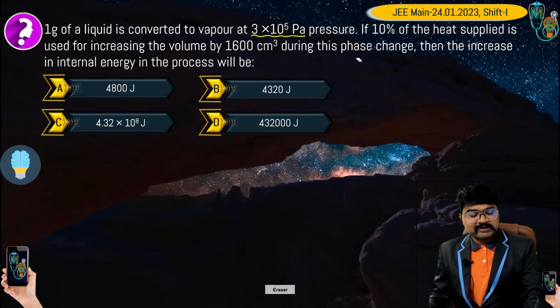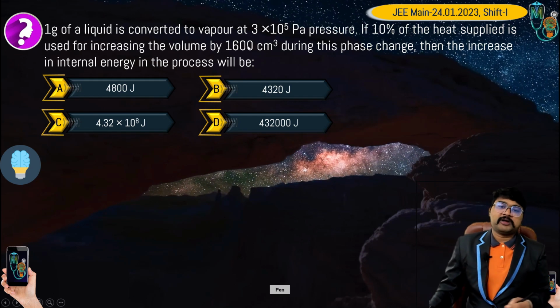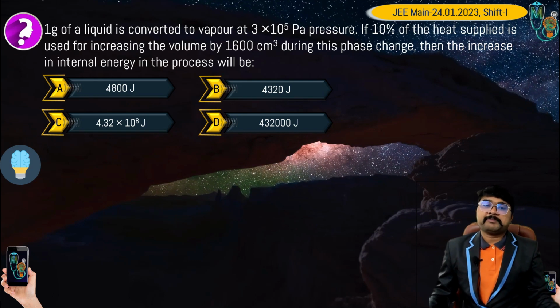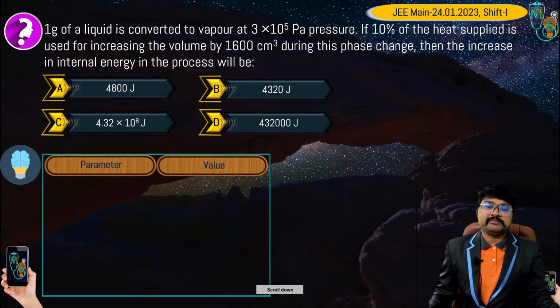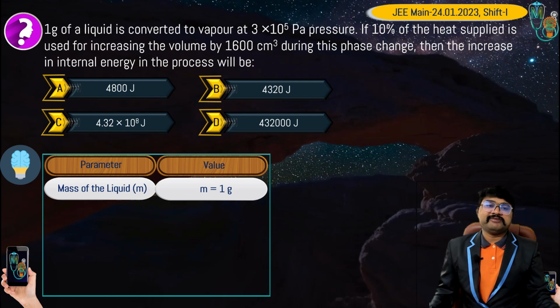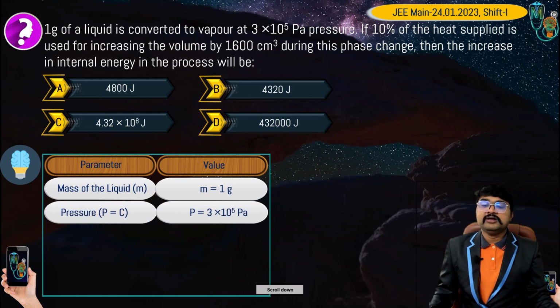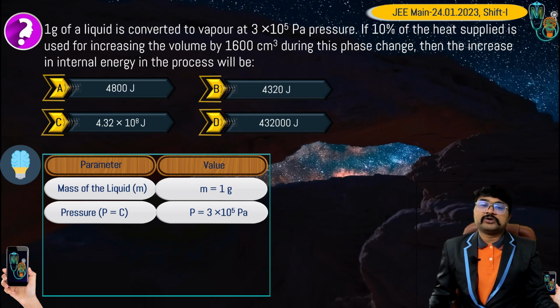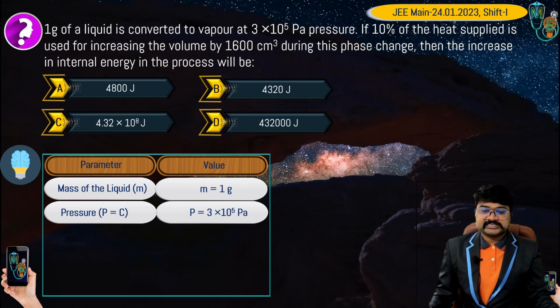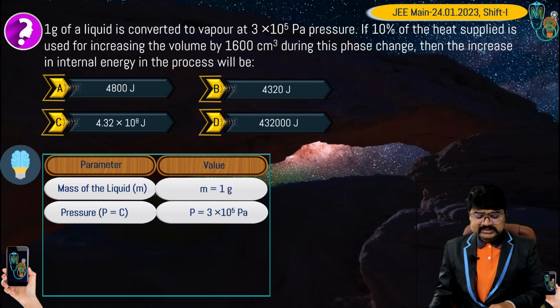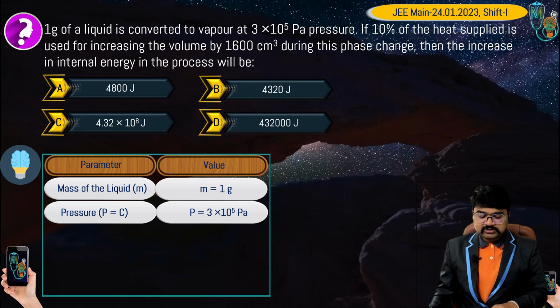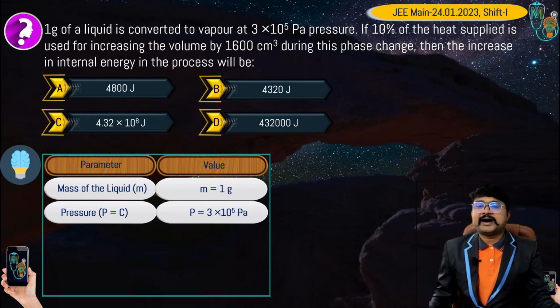First, write down the given data, then try to solve the problem. This is the question from application of first law of thermodynamics. See here, what is given? Mass of the liquid is 1 gram. Pressure P equal to 3 into 10 power 5 Pascal. This is 3 bar actually. So 3 into 10 power 5 Pascal.